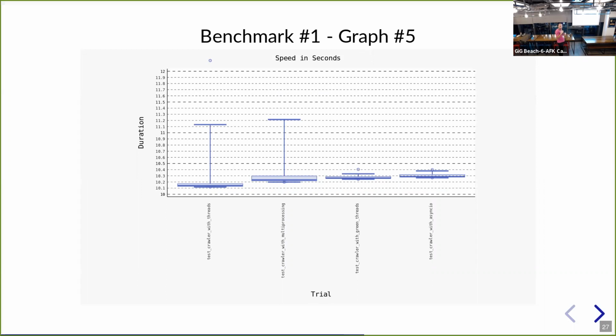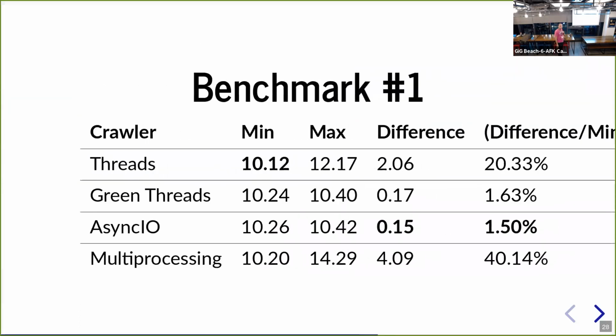What's happened here? You don't know because you don't control. If the operating system controls it for you, then it's a big problem. The multiprocessing is slower, and again, the green threads and the async IO are very, very similar. But if you see the numbers, of course, here is the summary of this data. If you see, the threads are the best, but the values are very, very similar.